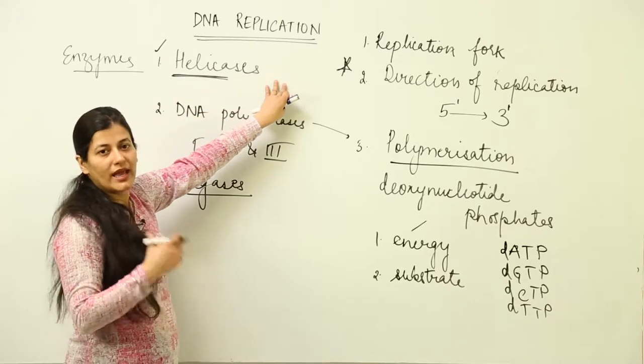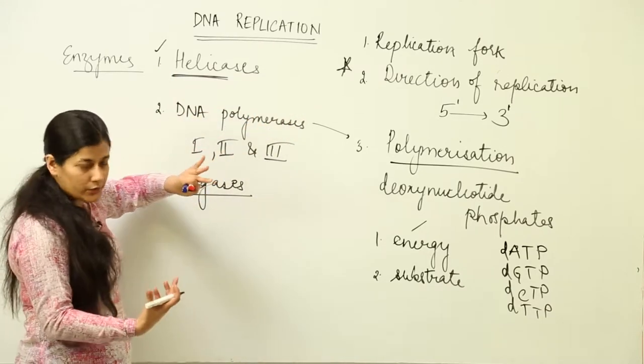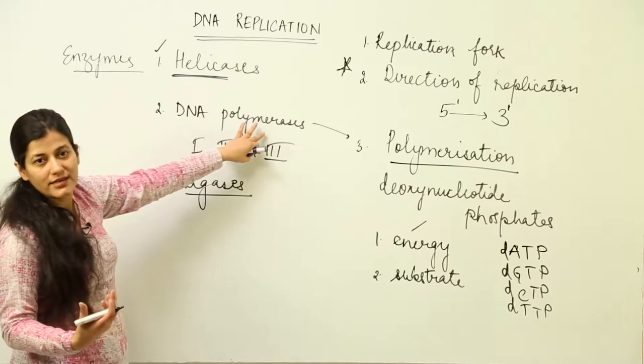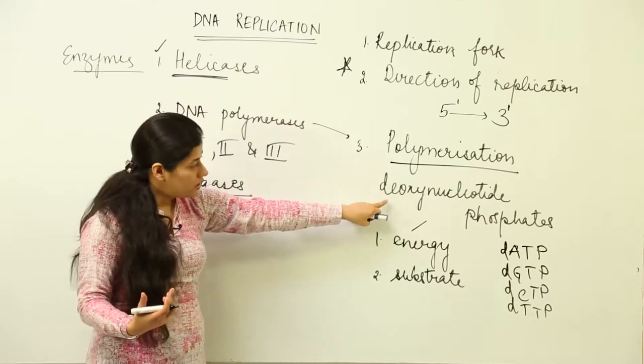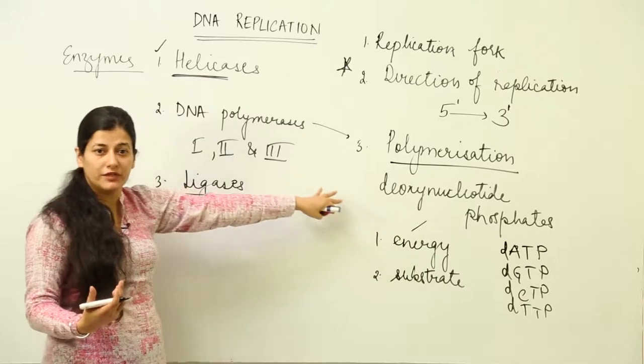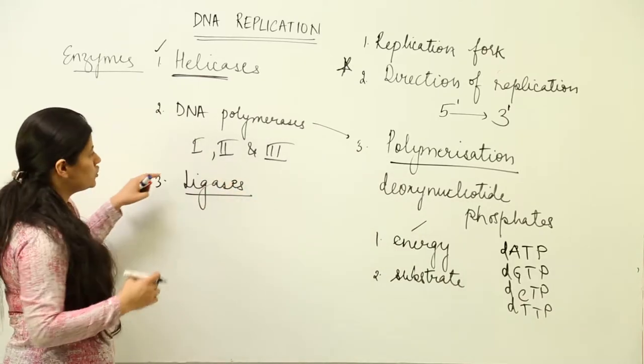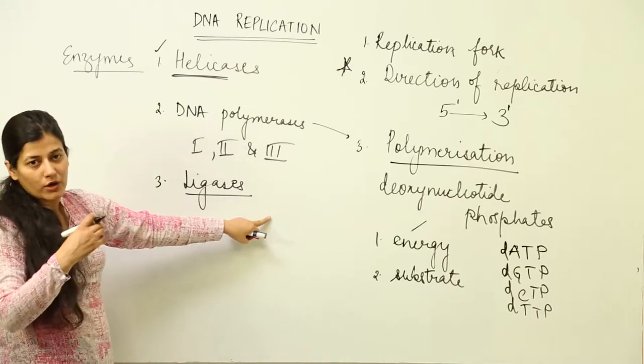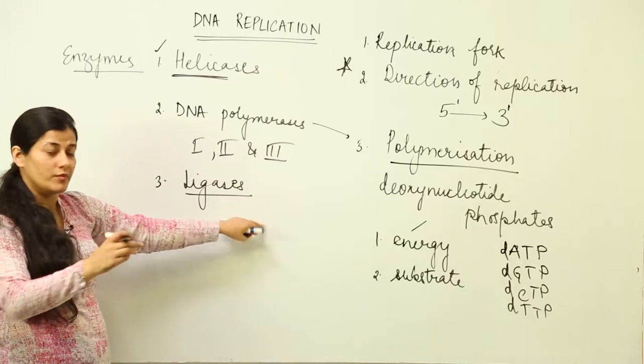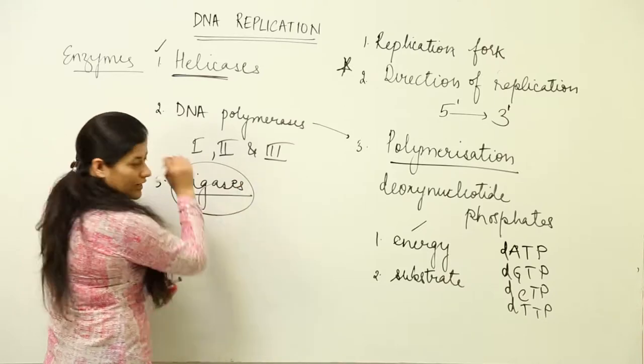Firstly, something with the helix is to be done, that is coiled. Secondly, polymerization is to be done, that we talked about. Deoxynucleotide triphosphates would come over there and provide these two things. The substrate would help in elongation of the chain, and lastly, whatever chain is being formed could be formed in fragments. That is why we need ligases.